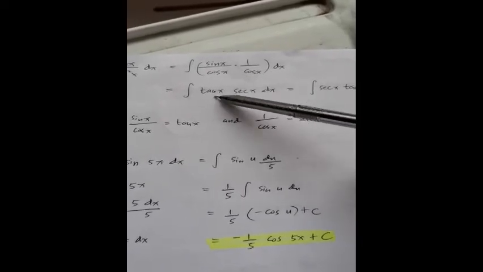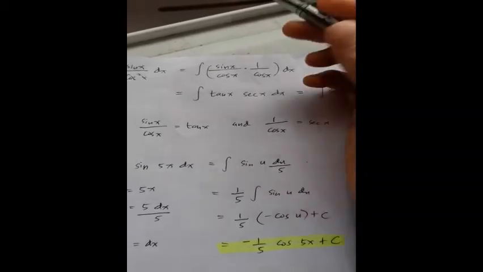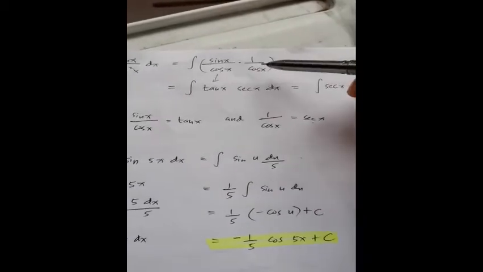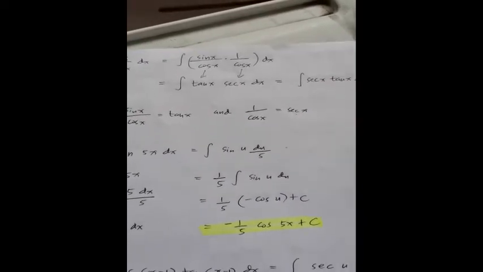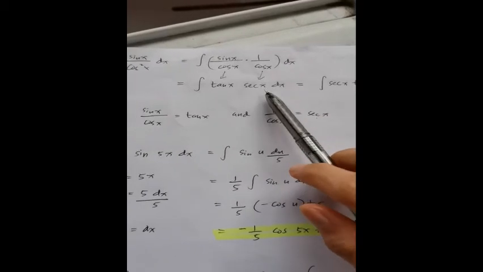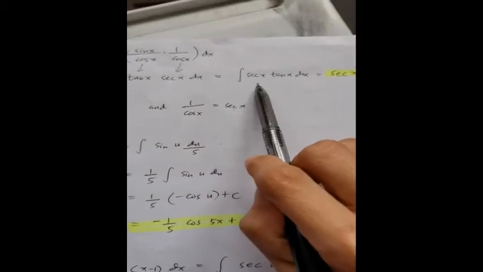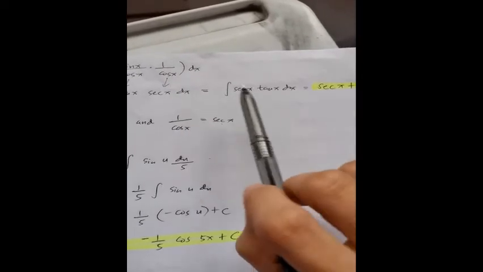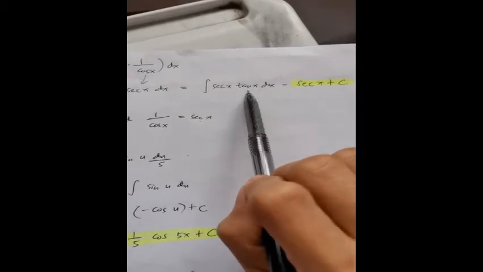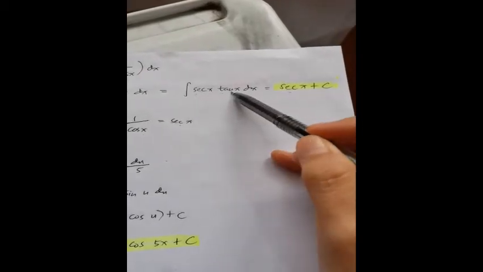sine x over cosine x is papalitan natin yan ng tangent kasi yun yung equivalent niya. And then si 1 over cosine x naman, ang equivalent niyan is si secant x. Tapos si dx, ayun siya. Or pwede natin siyang masulat as secant x tangent x dx. So, di ba andun to sa formula natin, formula number 4, the integral of secant x tangent x is equal to the secant x plus the constant c. So, etong secant x na to, yan yung integral ni secant x tangent x dx.